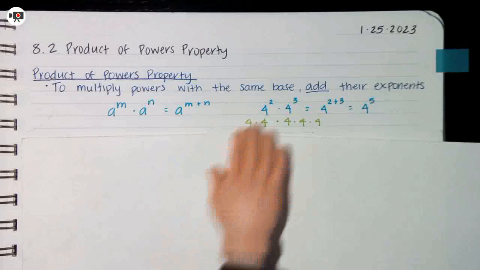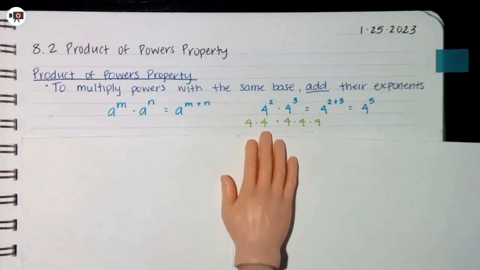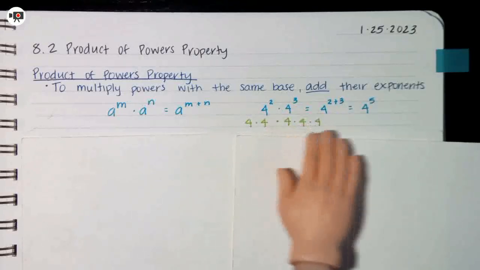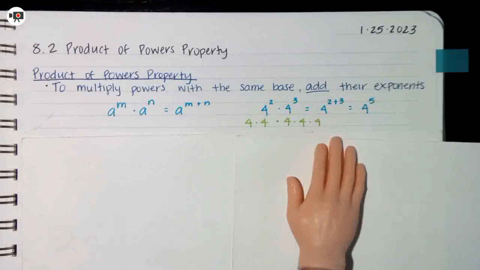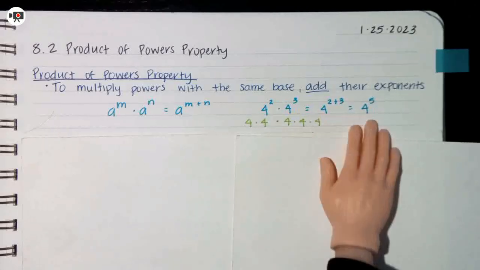I know this is true because 4 squared is 4 times 4, and 4 to the third is 4 times 4 times 4. They're all being multiplied, so I have 1, 2, 3, 4, 5, so that's 4 to the fifth.